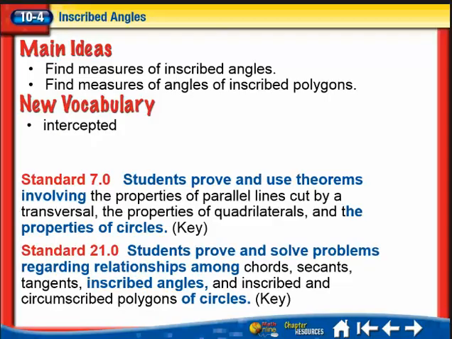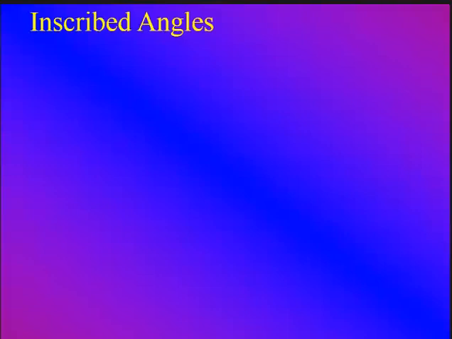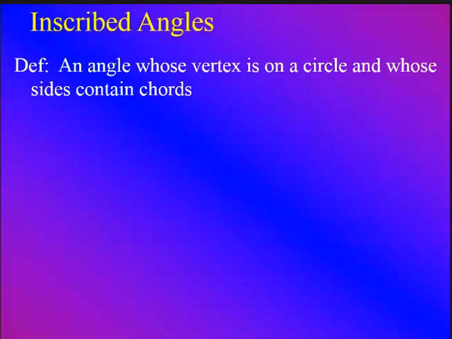So we're going to be finding the measure of inscribed angles, finding measures of inscribed polygons. A new word you'll need to know is intercepted. What does it mean to be intercepted? So the definition of an inscribed angle is an angle whose vertex is on a circle and whose sides contain chords. Okay, on a circle.